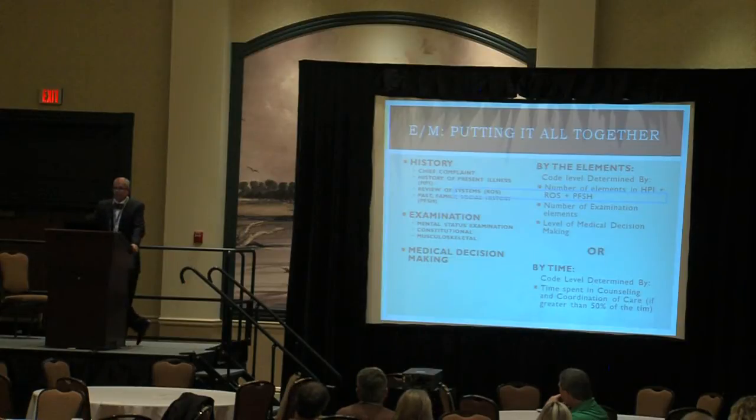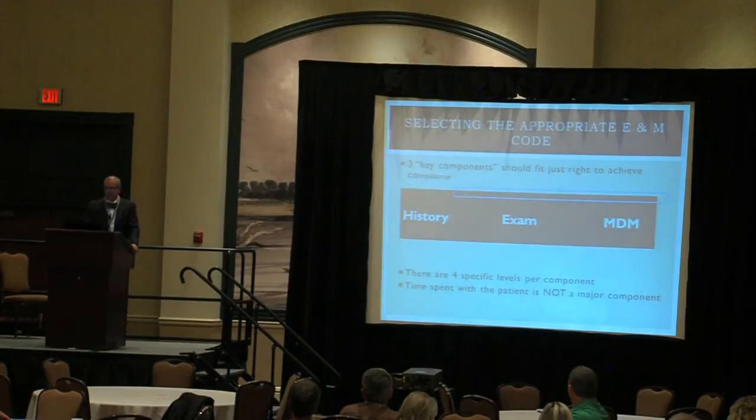So putting it all together, the history is a chief complaint plus a history of present illness, a review of systems, past and social family history. We went over the examination. You can do it by the elements or by time. So if we're going to select an E&M code, the key components should fit correctly within these documentation elements.